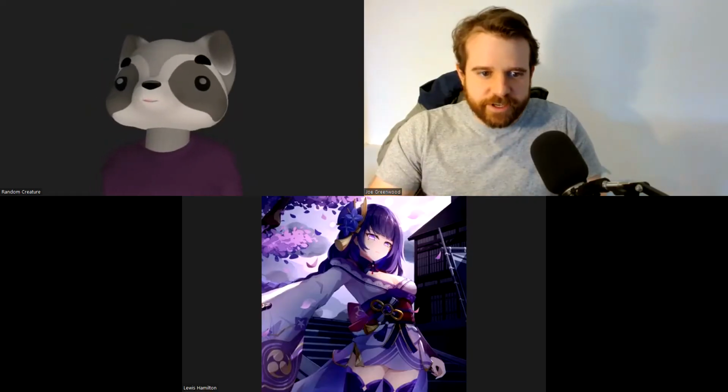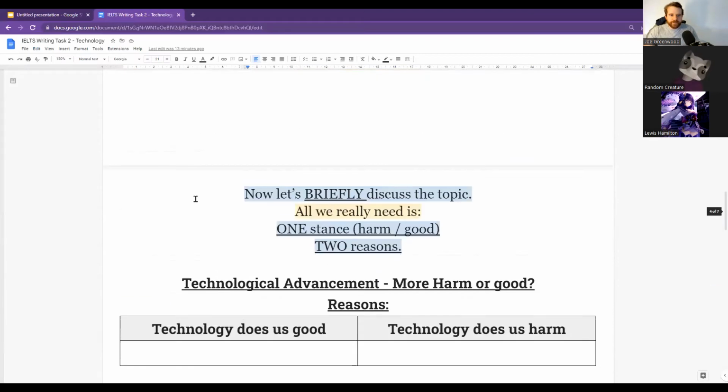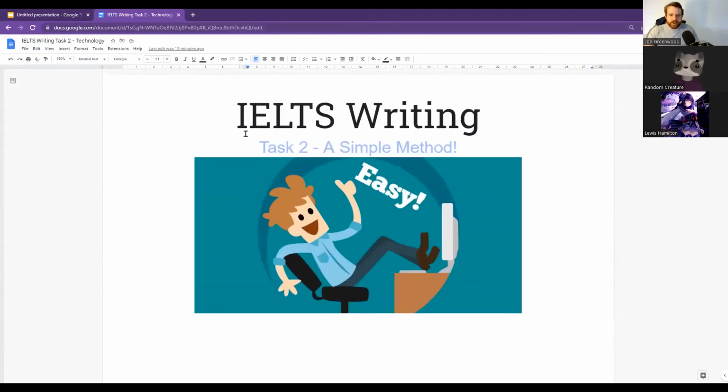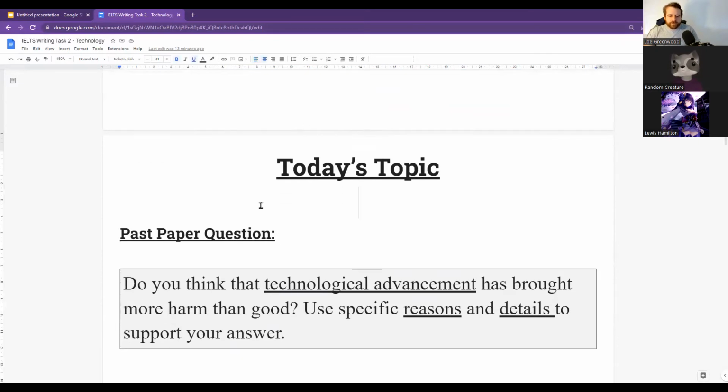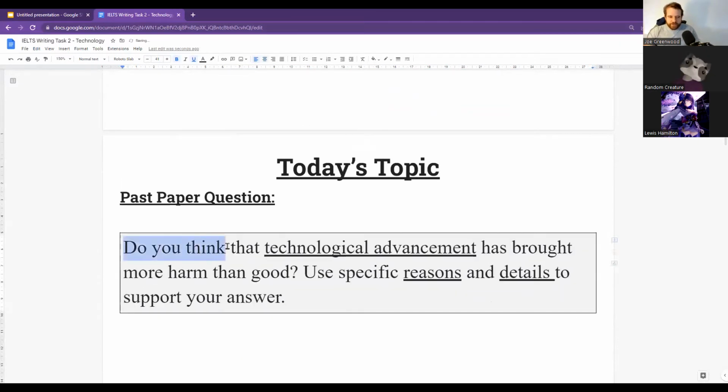So let me share the screen again. So here we go. Here is my worksheet for today. IELTS Writing Task 2, a simple method. So we've got a past paper question. Do you think that technological advancement has brought more harm than good? Use specific reasons and details to support your answer. This is a real past paper, and this is what we're going to learn about today.